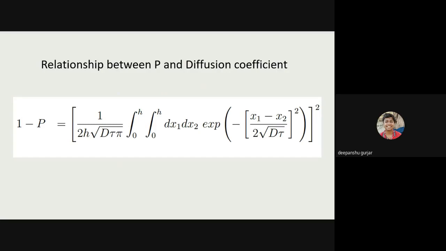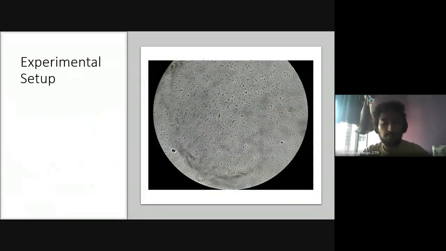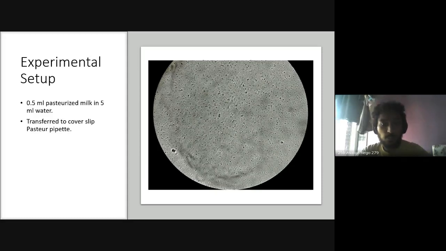Now, I want to explain the rest of the project. So we come back to the experimental setup. What we did was we took 0.5 ml of pasteurized milk and 5 ml of water, and then we transferred it to a Pasteur pipette, put it under a microscope, and took a video of it using a 64 megapixel camera.